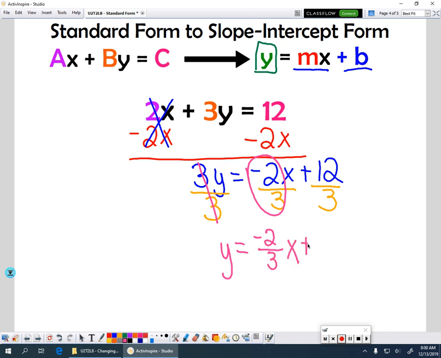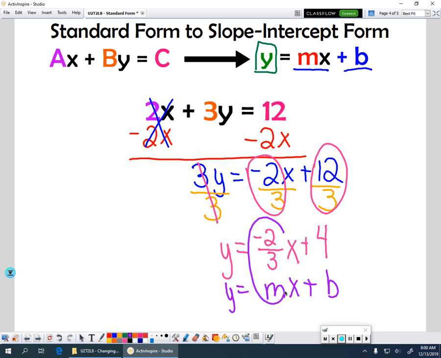And then I'm going to look at this. 12 divided by 3 is 4. The reason it's okay to leave this as a fraction, think about it. This is our slope-intercept form. This, negative 2/3, that's your slope. And it's okay to have slope as a fraction because that's our rise and our run.